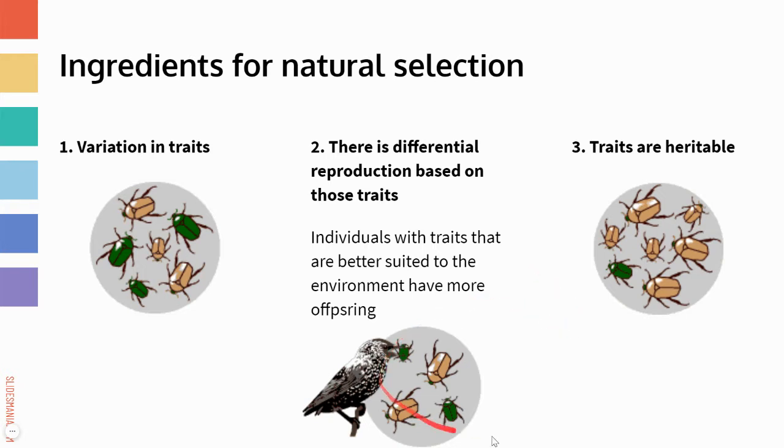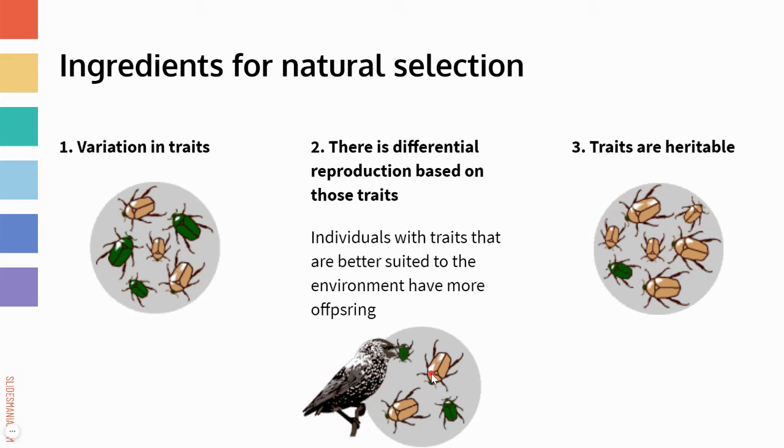So, in our example, not every beetle is going to be having all the possible babies that they could. In particular, it looks like birds, the predator, seem to prefer the green beetles over the tan beetles. So in this case, the tan beetles are better suited to the environment. Maybe they blend into the tree bark more or something like that. And so the tan beetles are going to have more offspring than the green beetles. So there's a differential in reproduction based on this variation that we saw.